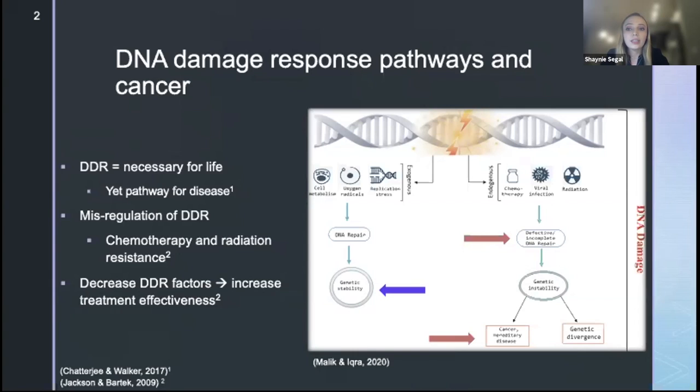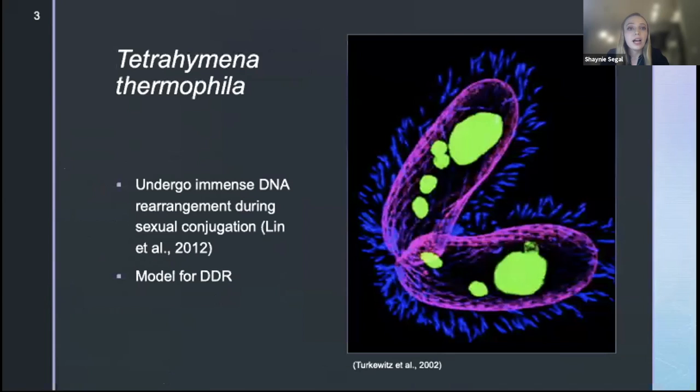In order to study these pathways of DNA damage repair, we use Tetrahymena thermophila as our model organism. Tetrahymena are unicellular organisms that not only are easy to grow, but they also undergo immense DNA rearrangements during sexual conjugation that lead to significant DNA damage and repair. So they are excellent model organisms to view the effects of gene expression after the imposition of DNA damaging chemicals in an in vivo experiment.